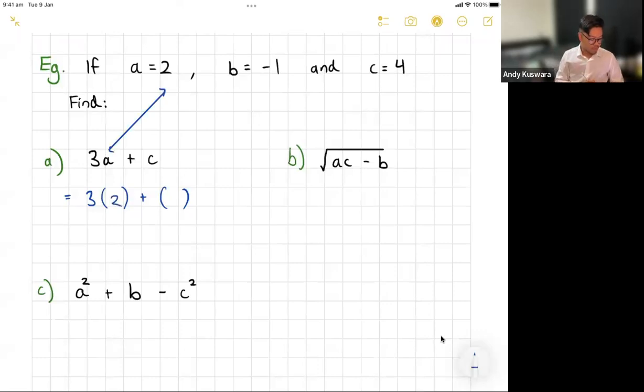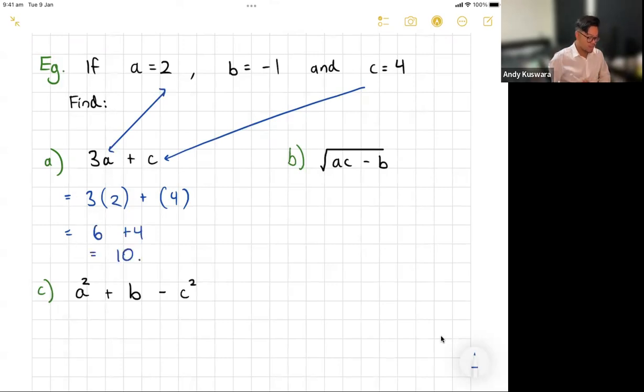So it's going to be 3 bracket 2. And then for C, I'm just going to substitute that in. C is 4, so I'm just going to put 4 in the bracket. Now hopefully at this point, if we've got a number and a bracket right next to each other, and there's nothing in between, it means multiply. Hopefully you guys knew that. So I go 3 times 2, 6, plus 4, and very simply, that's 10. That's my answer. I stopped there because I've simplified as much as I can.